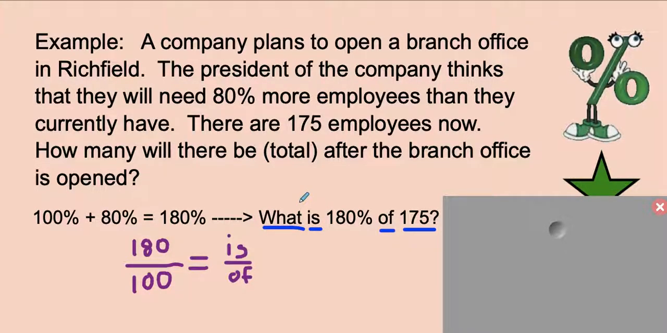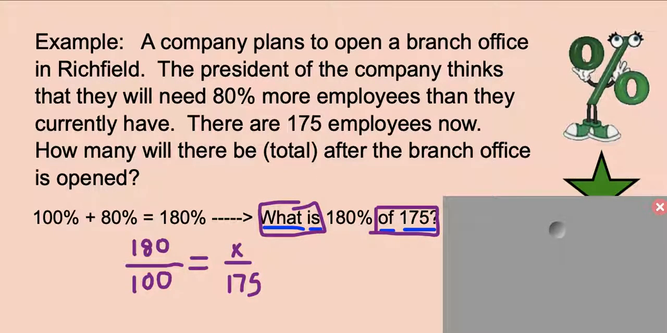Okay, well, what is? So a variable is. So I'm going to replace my top is with my variable. And then I have of 175. So it looks like the 175 belongs in my denominator. So there's my proportion that I can solve using cross products.